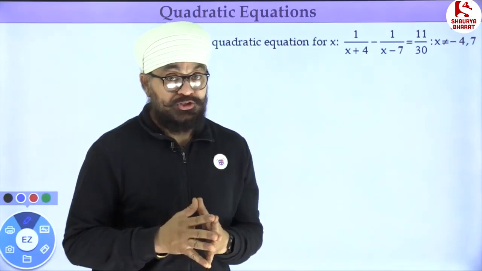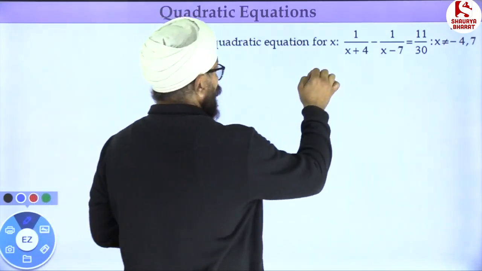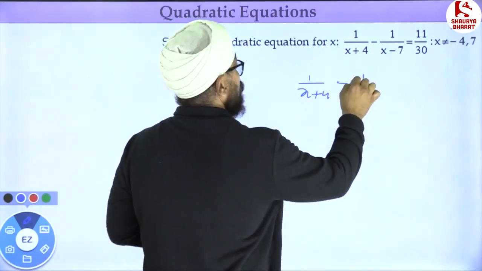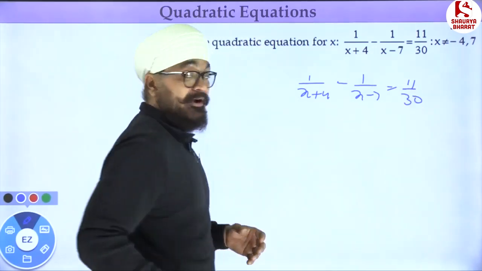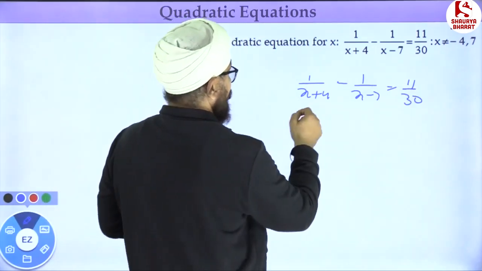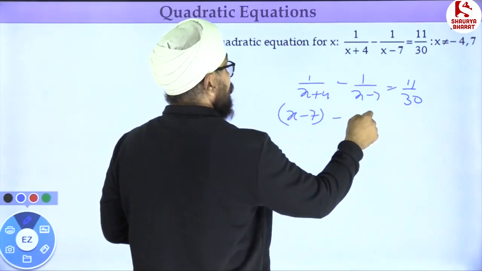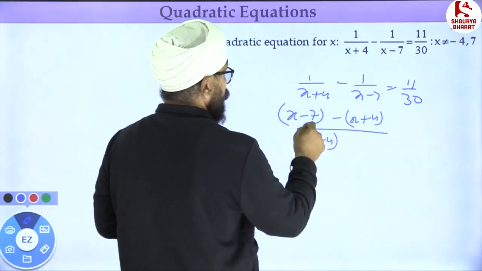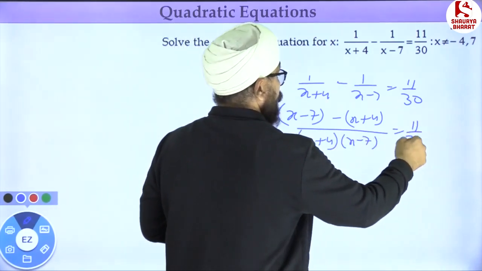Let us take one more question, very interesting, and here it's a quadratic equation. Till now we don't know whether it is a quadratic equation. I will simplify this thing. So this becomes 1 upon x minus 7 is equal to 11 upon 30. Now we have to take the LCM. It's very simple. If I take the LCM, with x plus 4 and x minus 7, this is equal to 11 upon 30.